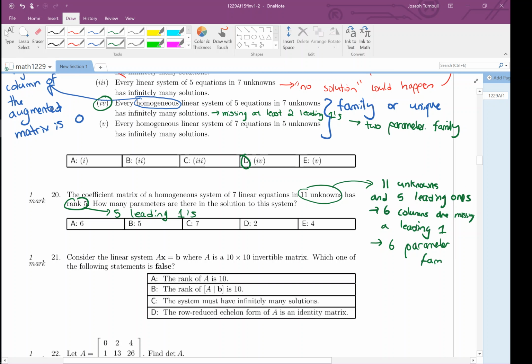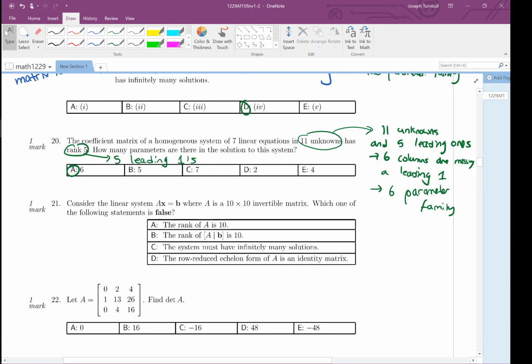And notice that the fact that there are 7 equations does not factor into this. It doesn't matter how many equations there are. It's how many unknowns do you have and what's the rank. So option A. You're thinking about taking a row-reduced matrix, looking at its columns and saying how many leading ones, which columns are missing a leading one. Every column that's missing a leading one gets a parameter. Well, you only have 5 leading ones to go around because the rank is 5. There's 11 possible spots you could put those leading ones. That means there's 6 spots that will not have leading ones. That means there's 6 parameters in the family of solutions.